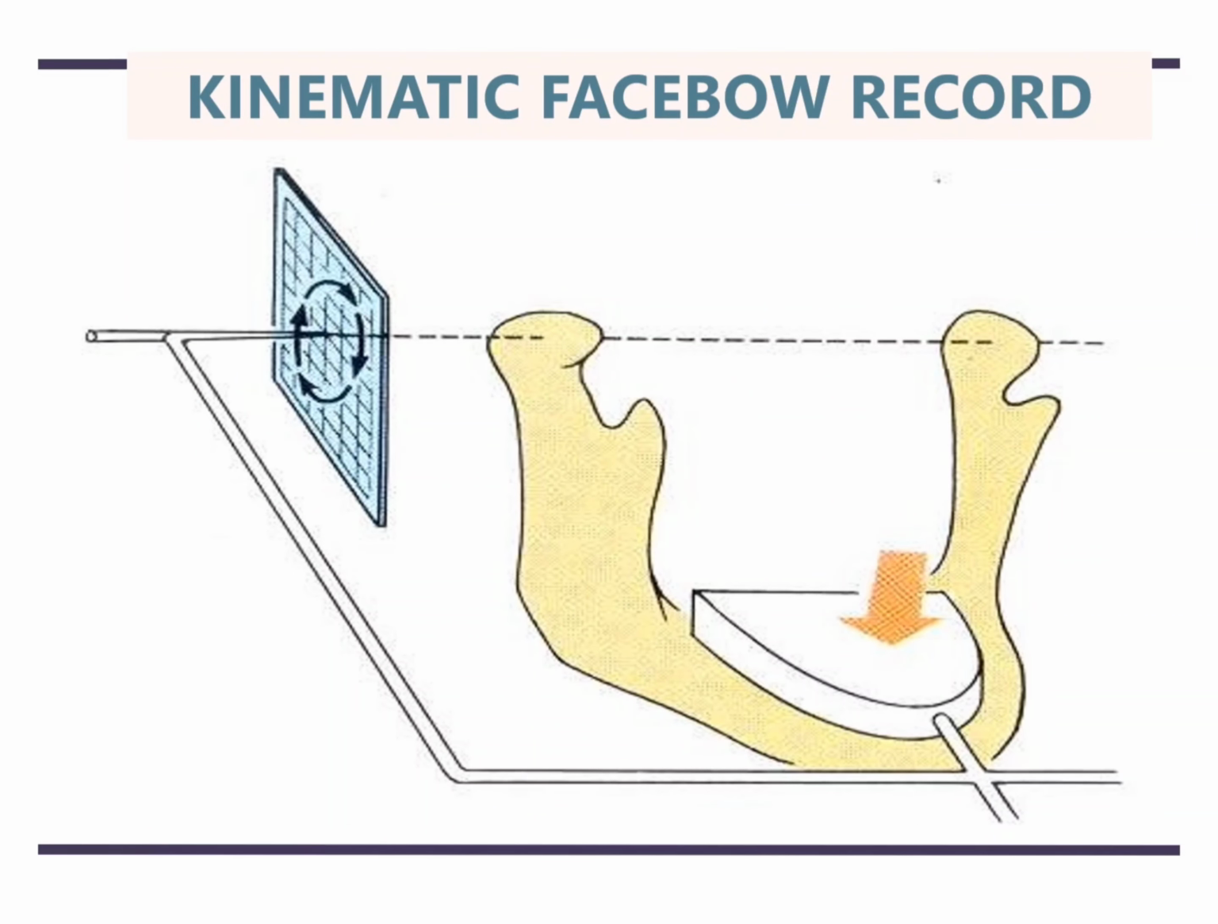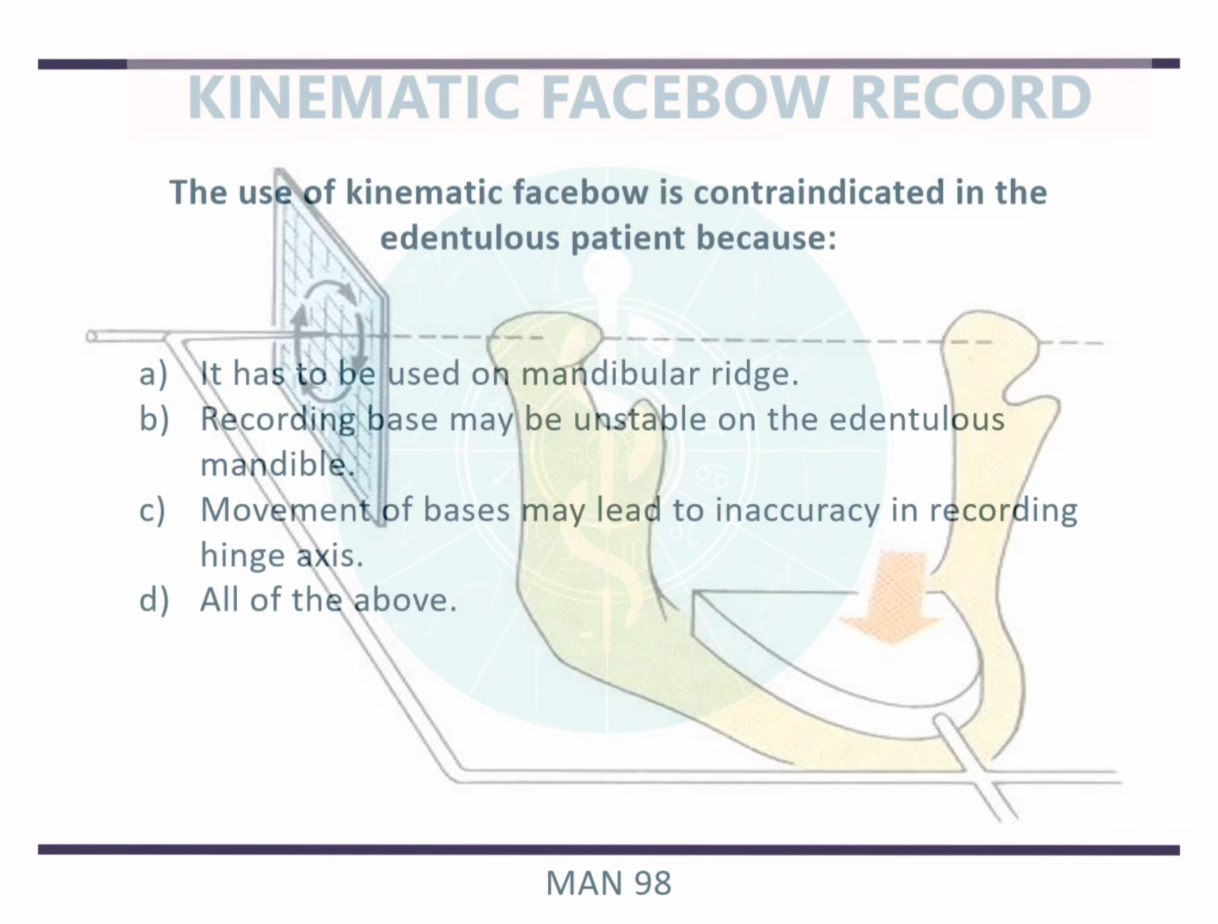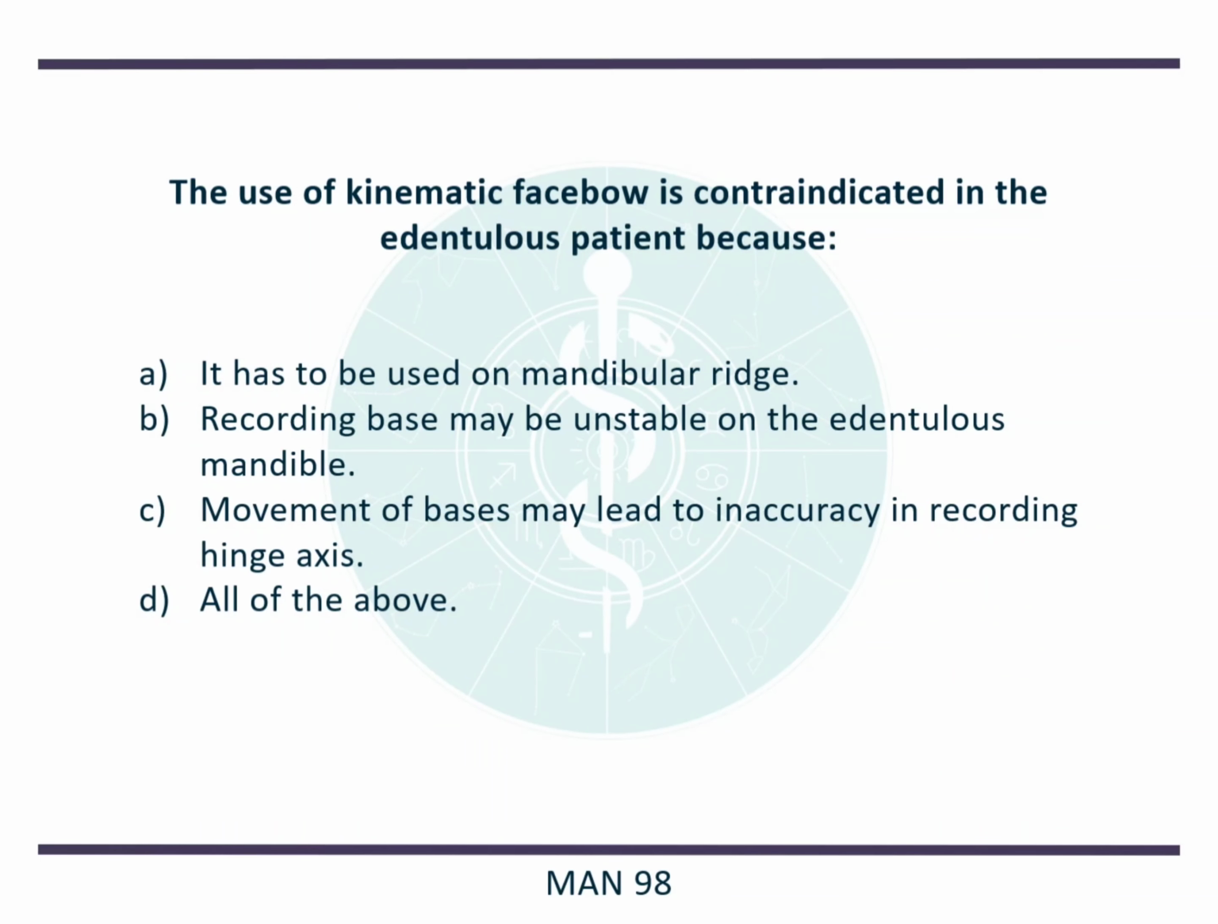The point at which the condylar rods show pure rotation indicates the terminal hinge axis. If the patient opens his mouth widely, that is more than 12 to 15 degrees, then the condylar rods will move anteriorly and they will translate. The use of the kinematic facebow is contraindicated in edentulous patients because it has to be used on the mandibular ridge. Recording bases may be unstable on the edentulous mandible, and movement of the bases will lead to inaccuracy in recording the hinge axis. The correct answer here is D, that is all of the above. It was basically an explanatory question that tells us that the kinematic facebow is contraindicated in the edentulous patient due to the reasons listed.